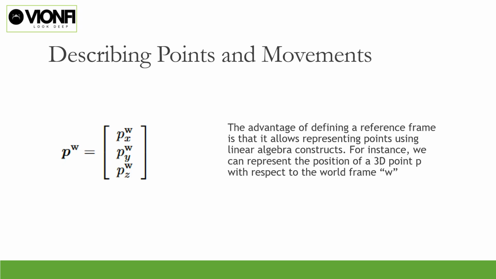Vectors have magnitude and direction. When we want to describe a point in a coordinate system, we use a position vector. This vector starts at the origin of the frame and ends at the point we are interested in. For example, a vector PW is a point in the world coordinates, which has three scalars, x, y, z. This point is represented in space as a vector in 3D.